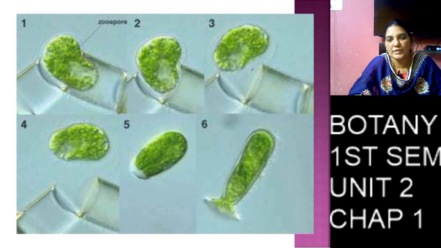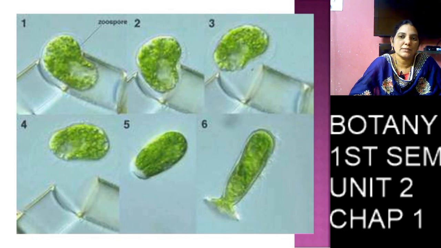Coming to reproduction, next is fragmentation. In vegetative reproduction, the thallus divides into some pieces, and a broken piece grows into a new plant. That is called fragmentation.